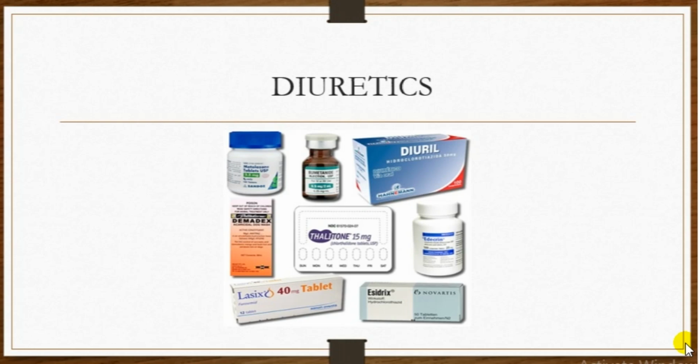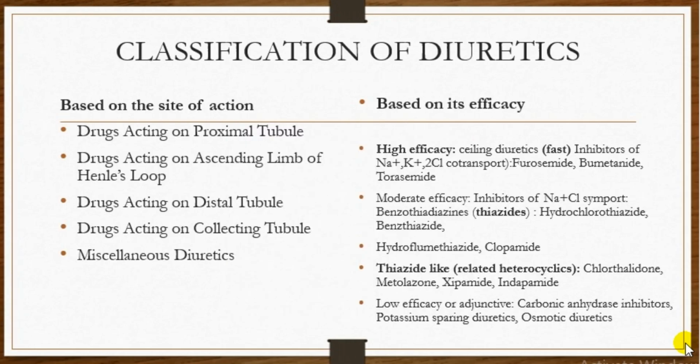Now, after talking about this, let's classify diuretics. Basically, we have two main ways of classifying them. One based on the site of the nephron where they act, and two based on their efficacy.